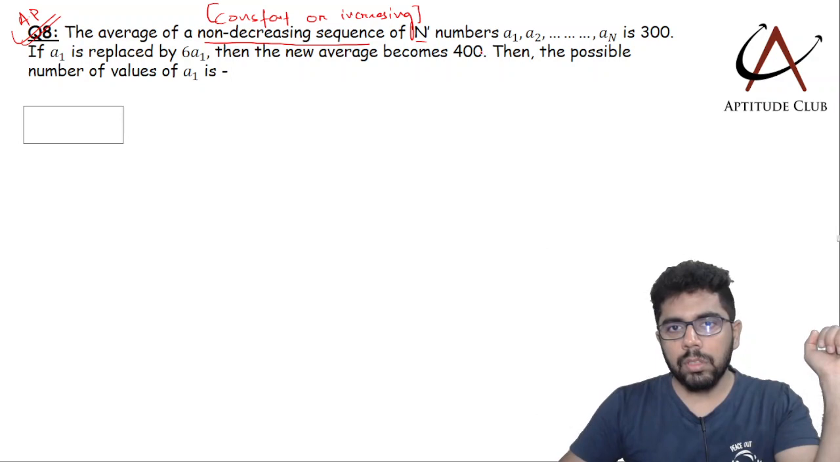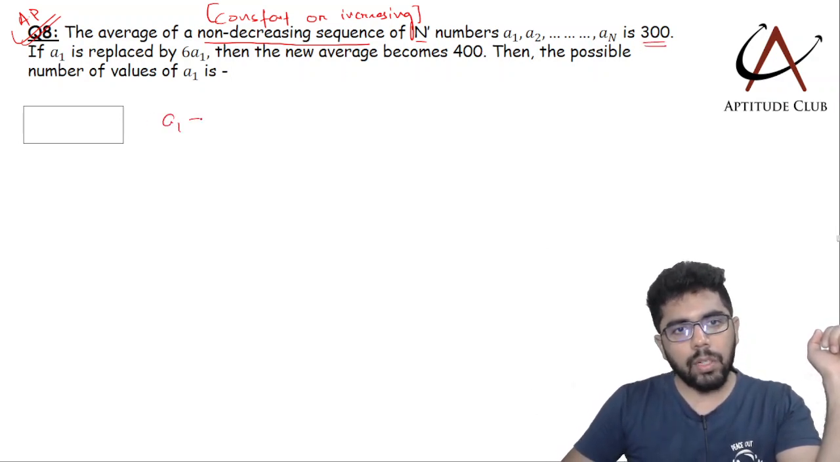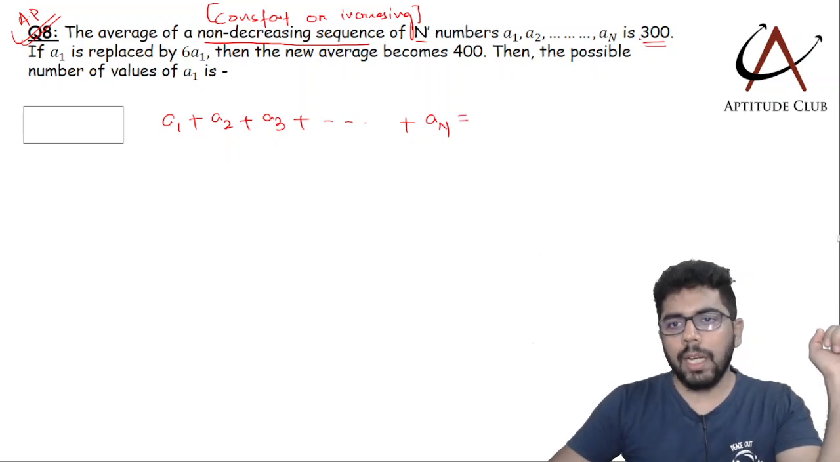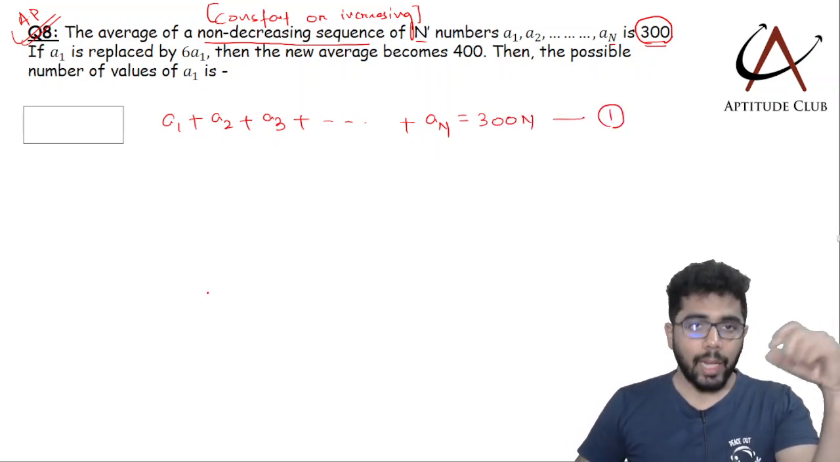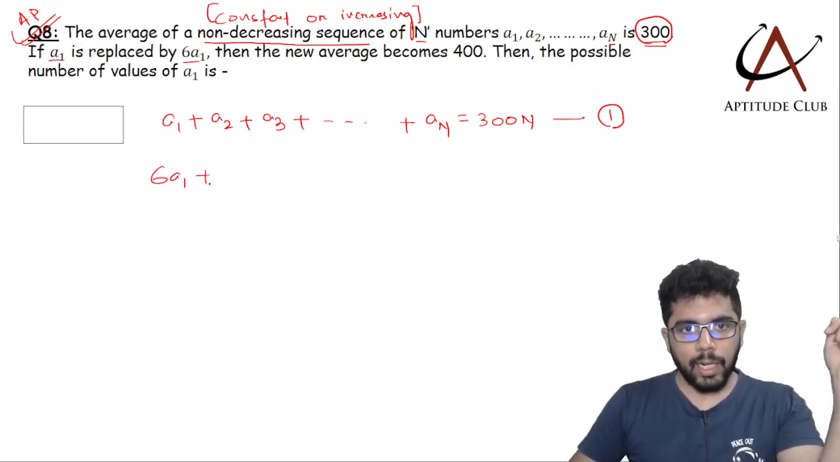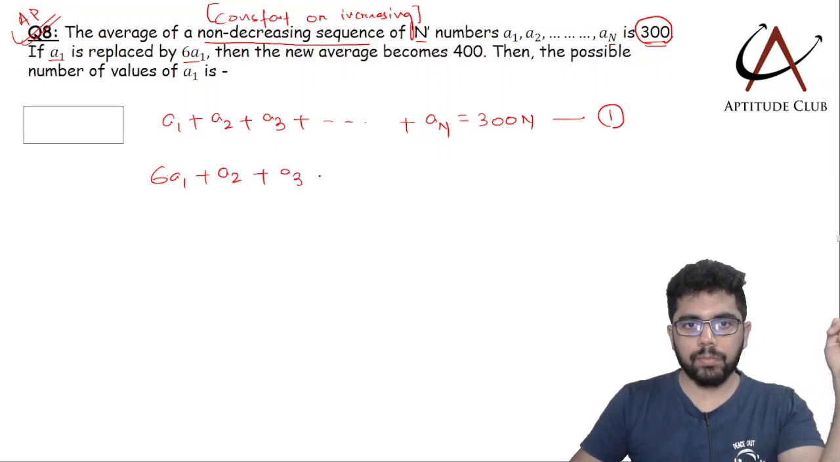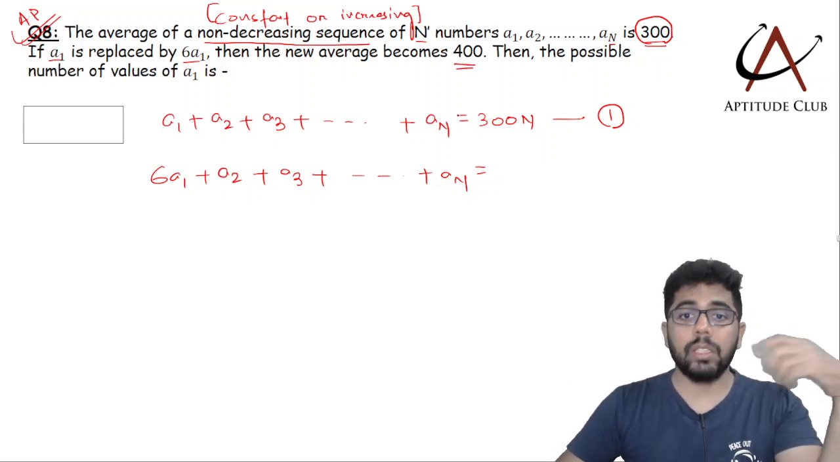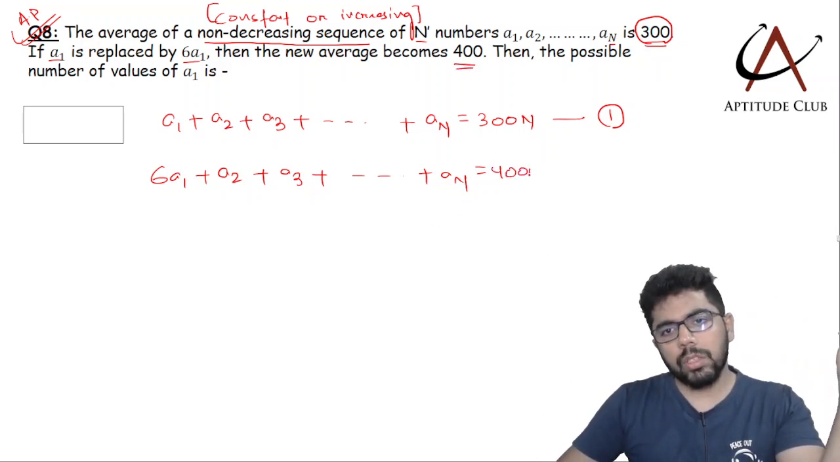And of n numbers, a1 till an, the average is 300. So I can write a1 plus a2 plus a3 till an, the sum of the terms. If the average is 300 for n terms, then the sum I can write as 300n. Let this be equation 1. And then it is saying if I replace the first term with 6a1 and the rest of the terms remain the same, my average becomes 400, again for n terms. So the sum is 400n.